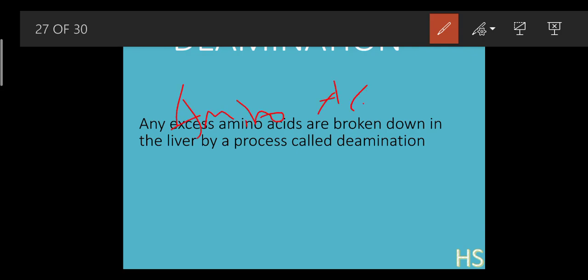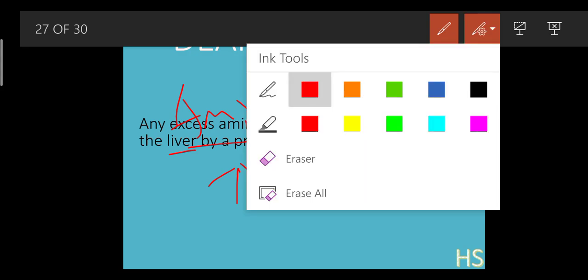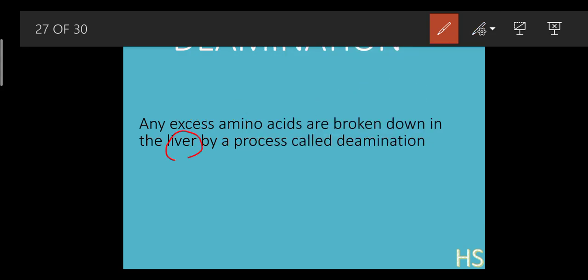Amino acids. So when there is too much accumulation, okay, when there is an excess amount of amino acids which gets accumulated in the body, where in the body? Exactly in the liver. Exactly in the liver.